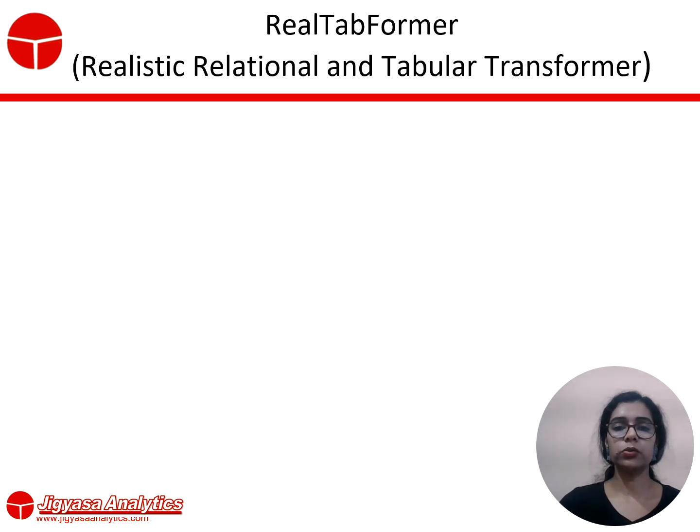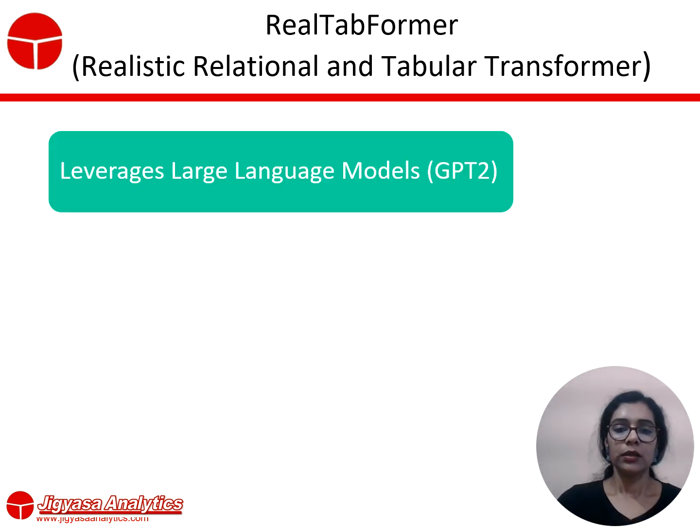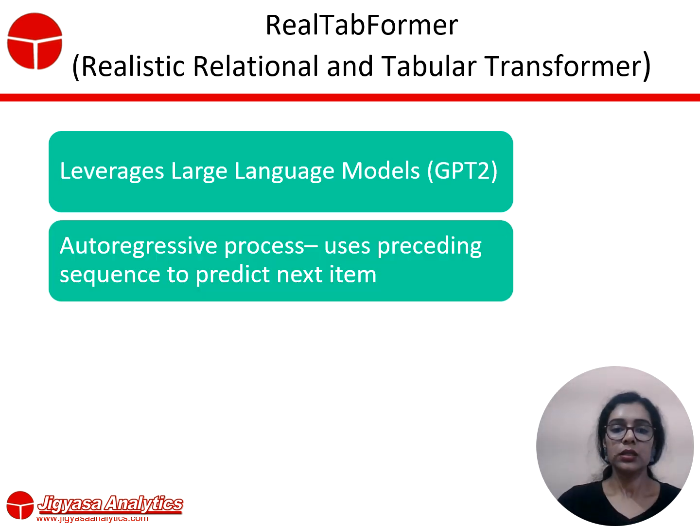Now let me introduce RealTabFormer, Realistic Relational and Tabular Transformer. This model is designed especially for working with relational and tabular data domains where traditional language models often fail. The key point is that RealTabFormer uses the large language model GPT-2. GPT-2 is a powerful autoregressive transformer model, meaning it looks at the previously generated tokens in a row to predict the next token.